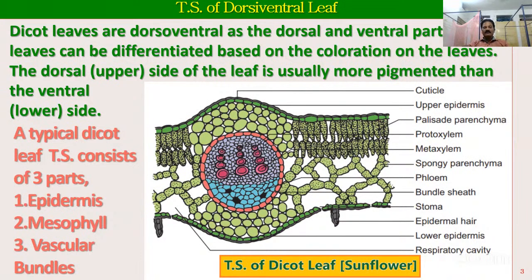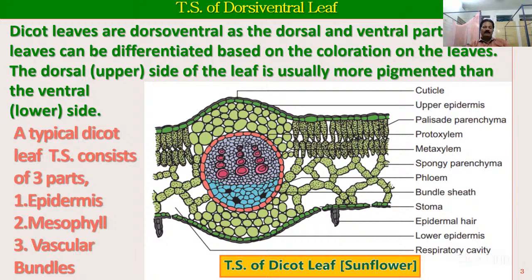Both the surfaces are covered with a thin cuticle, but there are few or no stomata on the upper epidermis, and many stomata are present in the lower epidermis. The upper epidermis is also called the dorsal side, and the lower epidermis is called the ventral side or ventral epidermis. The other names are also there. The upper epidermis is also known as the adaxial side, and the lower epidermis is called abaxial.